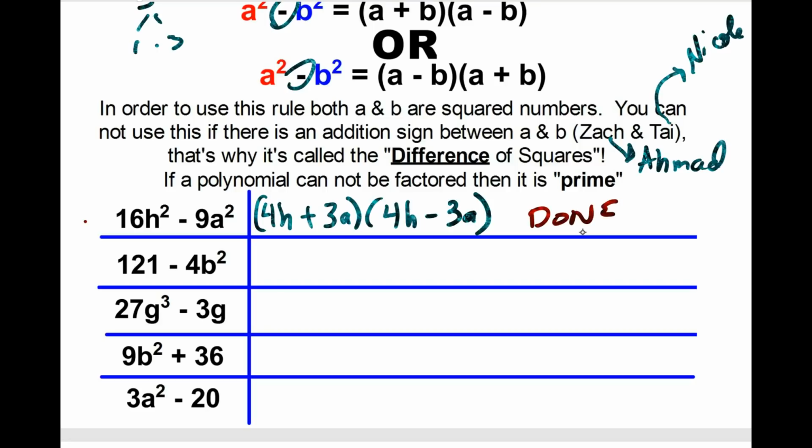All right, so I see 121 minus 4b squared. This is a binomial. We're subtracting. Is this the difference of squares? We're going to speed that up in this video. 121 is 11 squared, 4 is 2 squared, and b squared is b squared. So yes, it's a difference of squares. It is the difference of 11 minus 2b times 11 plus 2b.